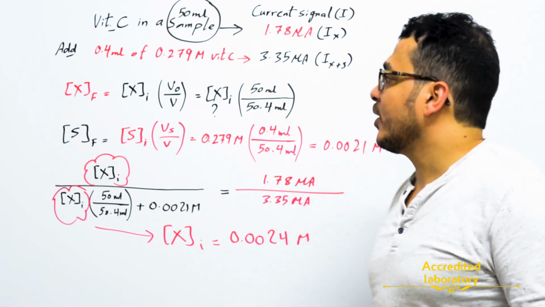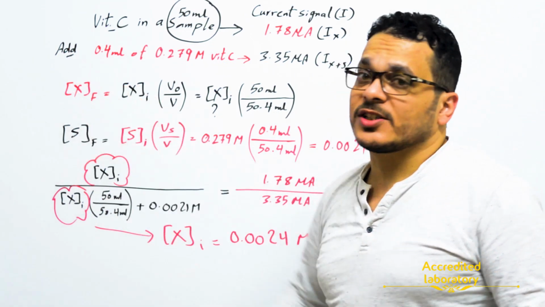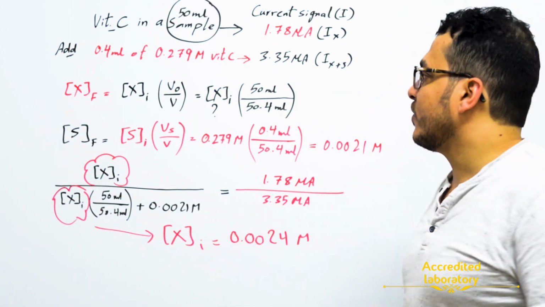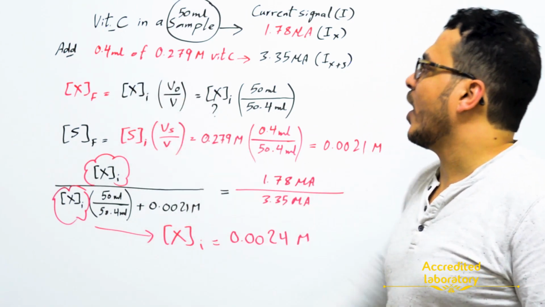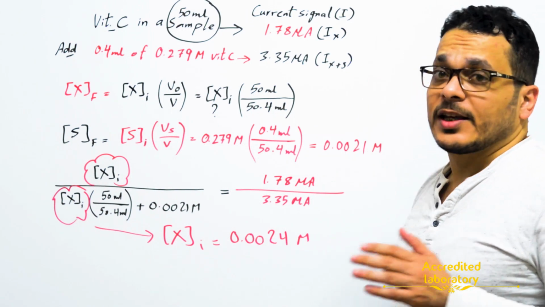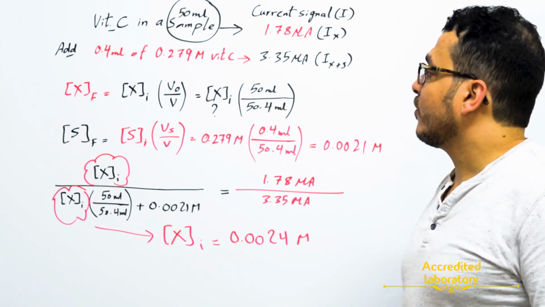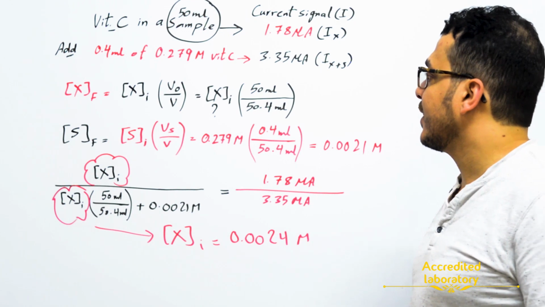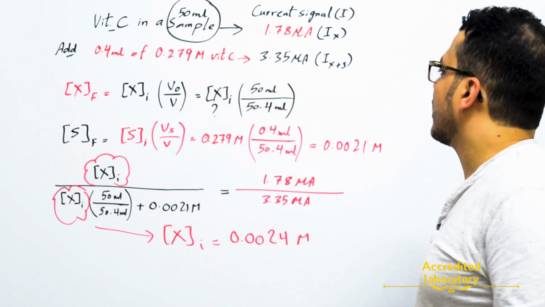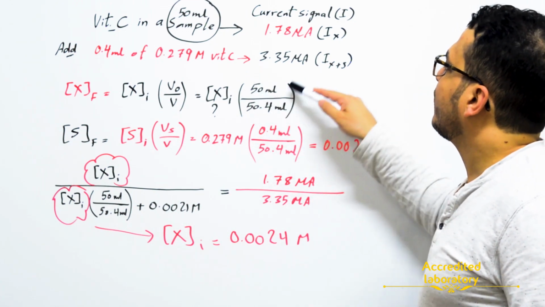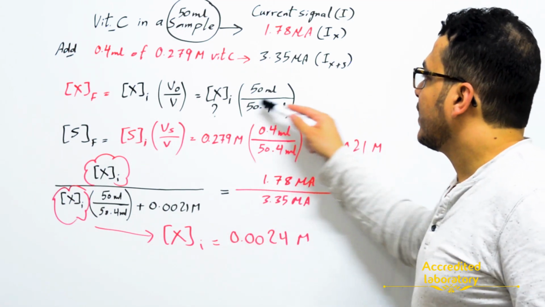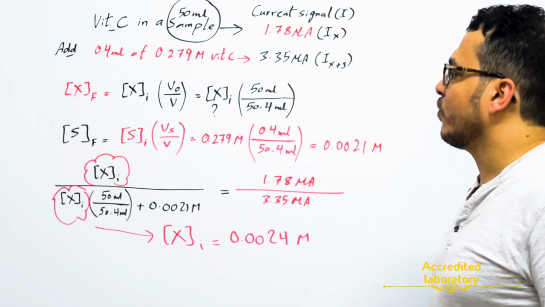So first we will quantify XF, which is the final concentration of this analyte after addition of the standard. It is equal to the concentration of unknown vitamin C multiplied by the volume of the sample before addition of the standard, divided by the final volume. That is, the unknown concentration multiplied by the 50 ml volume of the sample before addition of the standard, divided by the final volume, 50.4 ml.